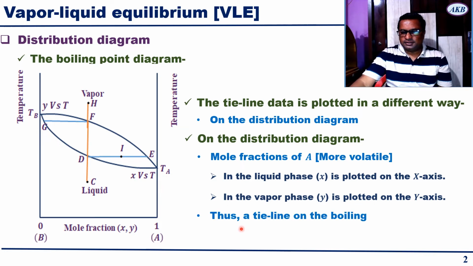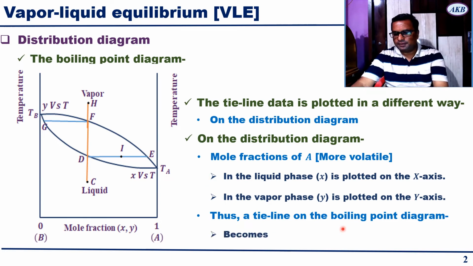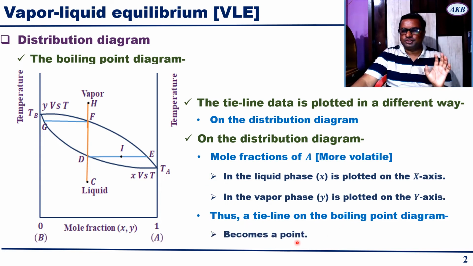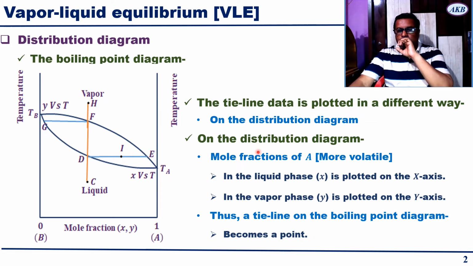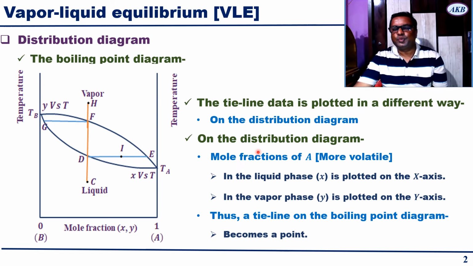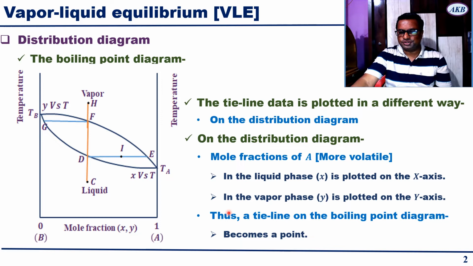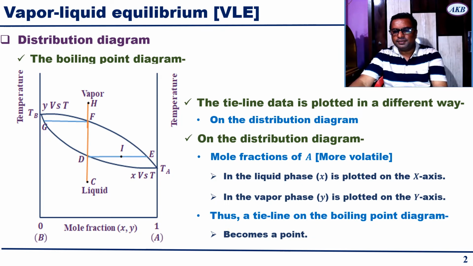Thus a particular tie line on the boiling point diagram becomes a point on the distribution diagram. This is how the tie line data is plotted in a different way on the distribution diagram. So a tie line on the boiling point diagram becomes a point. Okay, so let us move ahead.